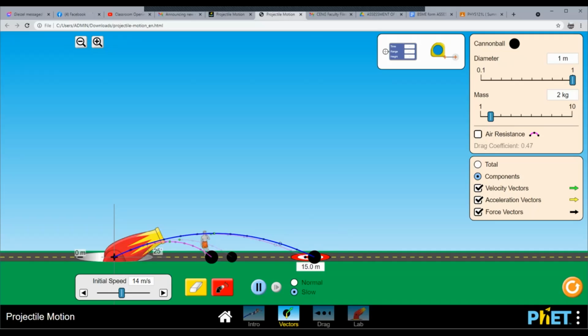So generally, kapag kinonsider natin ang air resistance, anong mangyayari? May effect siya sa distance travel po. Yung diameter at yung mass naaapektuhan ng air resistance. Okay? Hindi natin i-consider ang air resistance, walang effect yung diameter at saka yung mass. Okay?